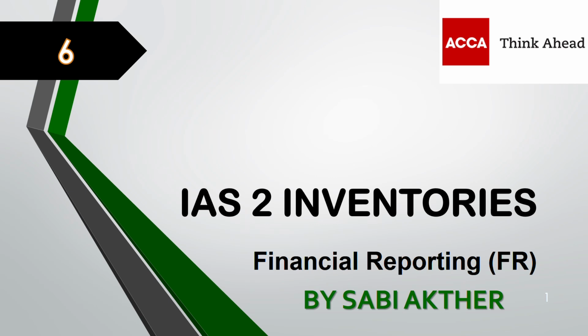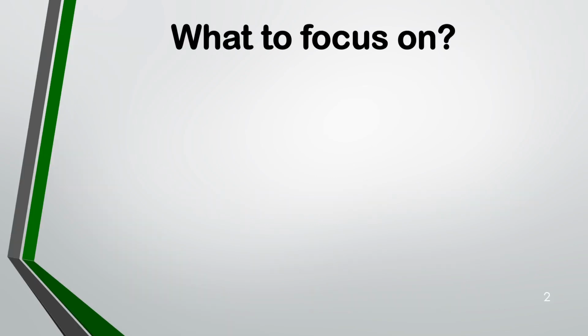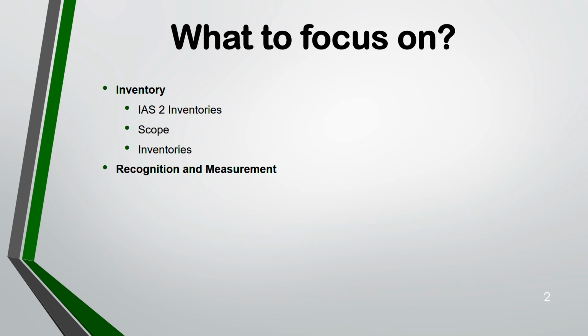Today we are going to go through IAS 2 Inventories. This is a very short standard and one of the easiest standards you will come across in your financial reporting. So in this lecture we are going to go through IAS 2 Inventories, what inventories mean, then the scope under IAS 2 and inventories. Then recognition and measurement.